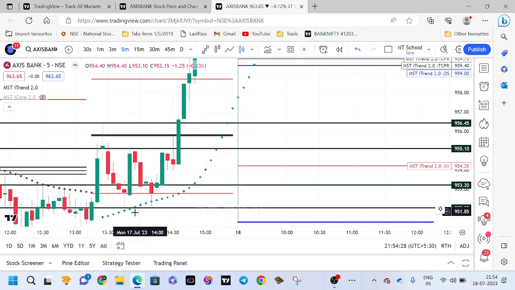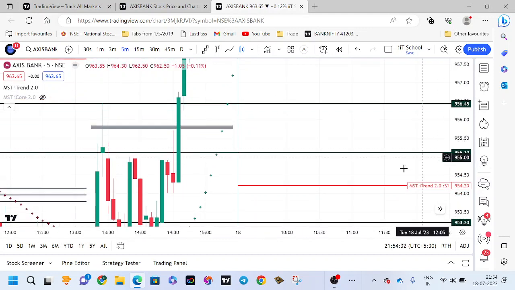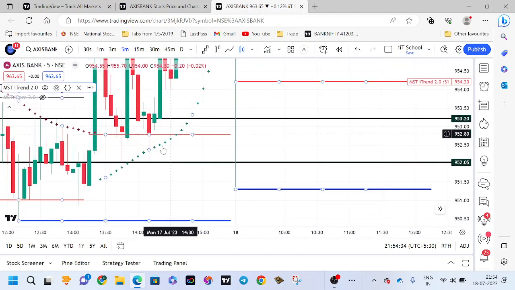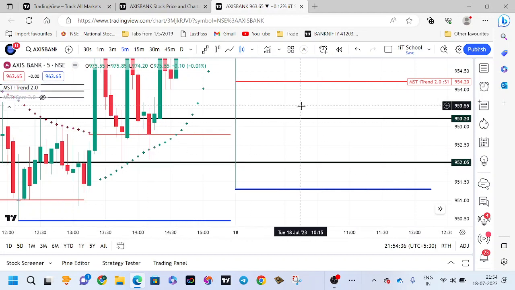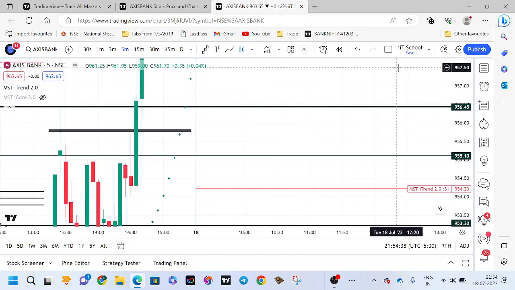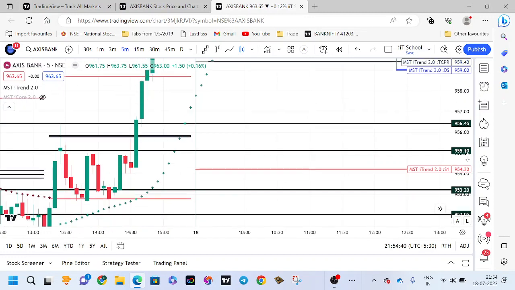So the stop loss has not been touched here. You can see very clearly. If you want, I can zoom it out. It has not touched the stop loss. So we have got very good profit yesterday in the Axis Bank.